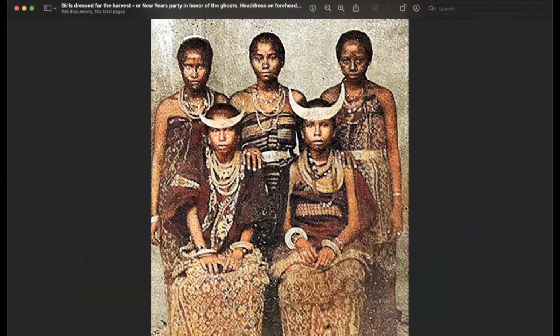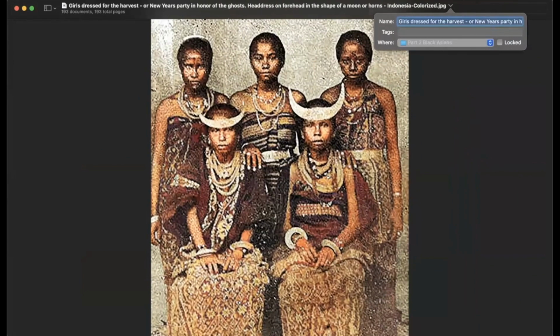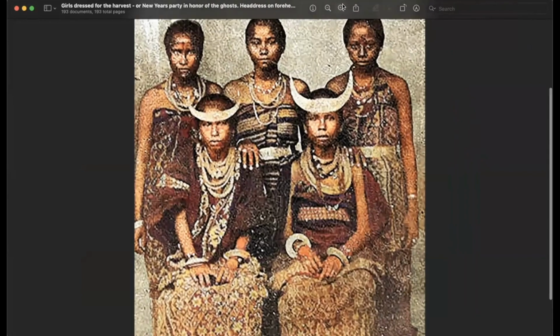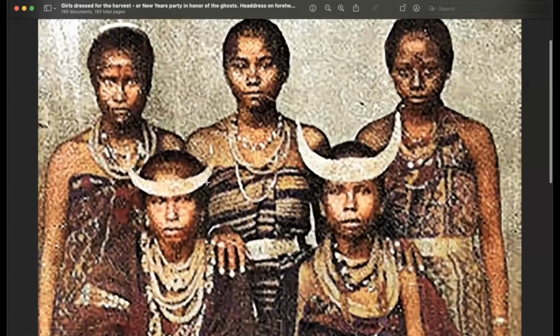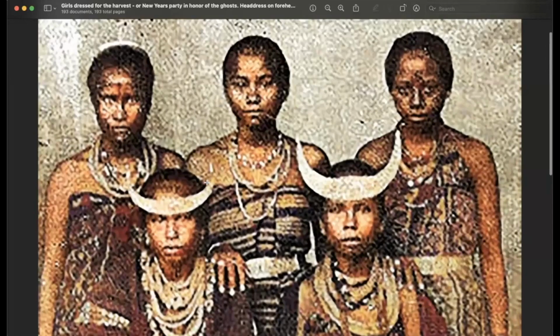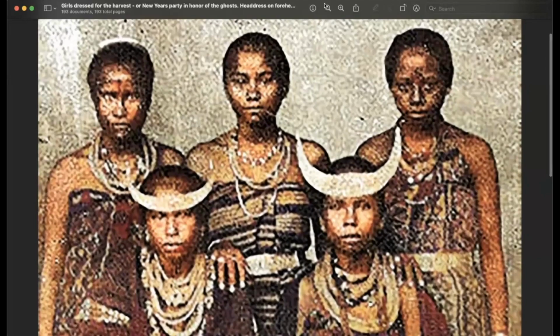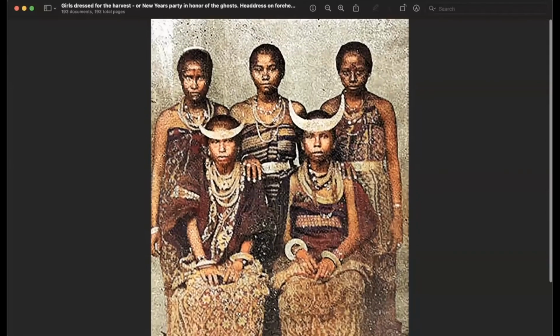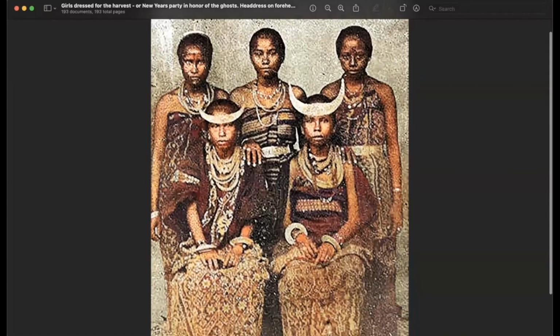See, it says here, girls dressed for the harvest or New Year's party in honor of the ghost. Headdress on forehead in the shape of the moon or horns. This is from Indonesia. All right, these are Indonesians. Check it out. All right, again, not Africans, and these are the people, as they were mentioned in the book, a lot of their people were being enslaved, okay, and brought to Mexico.